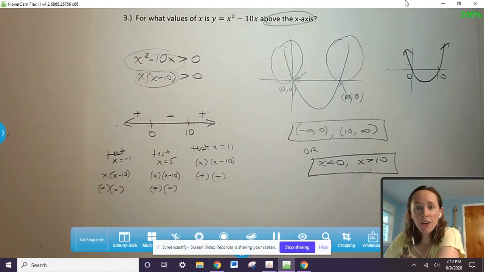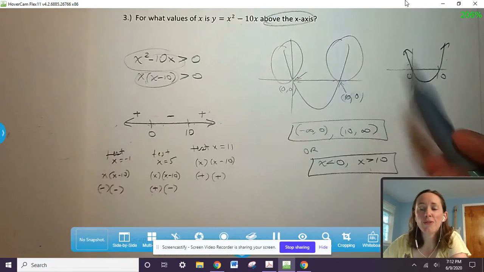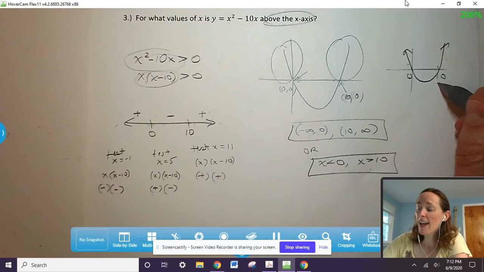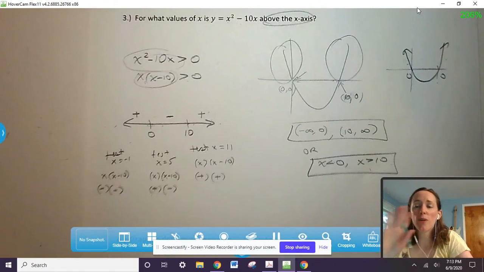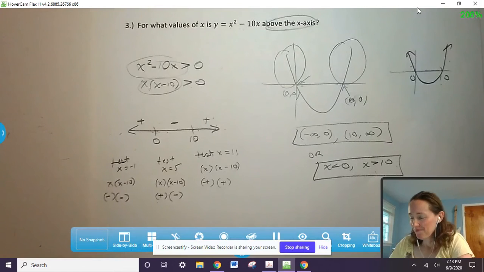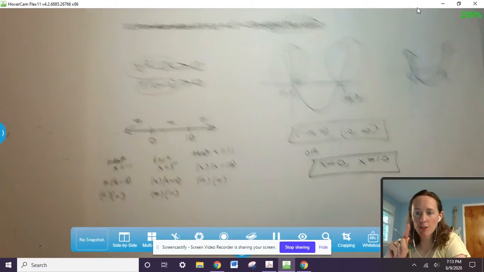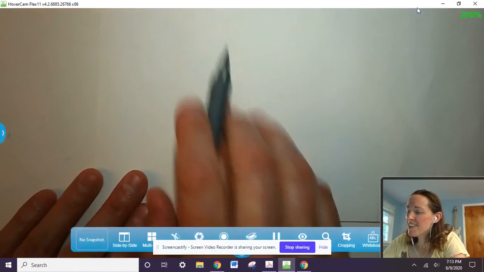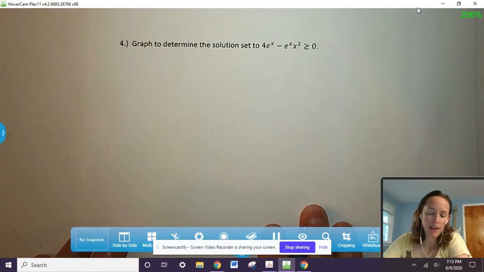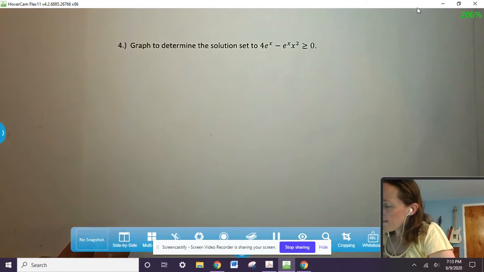You know how to use a calculator, you know how to represent your answer in interval notation or inequalities, you know how to graph this without a calculator, and you can even solve that algebraically without ever looking at the graph. All right, last problem for today. You still have one more lesson. Graph to determine the solution set to this right here. So let's go ahead and graph that.